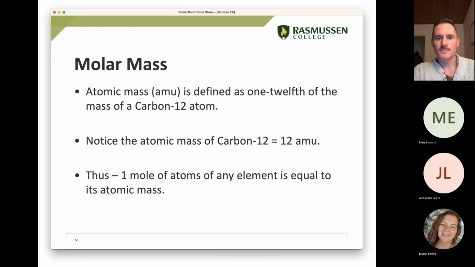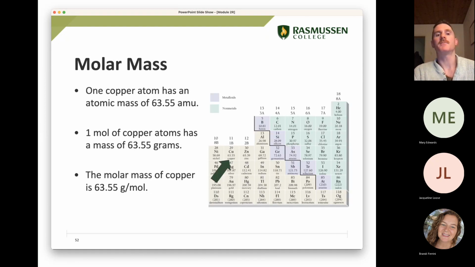Basically because of this, the atomic mass of carbon-12 is 12 atomic mass units. Because we have this relationship through this one atom, we're able to state that 1 mole of atoms of any element is equal to its atomic mass. So if you want the atomic mass of something, you just go to the periodic table and look up its atomic mass, and that will give you the molar mass.